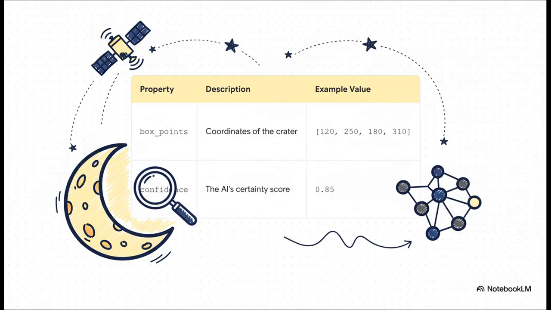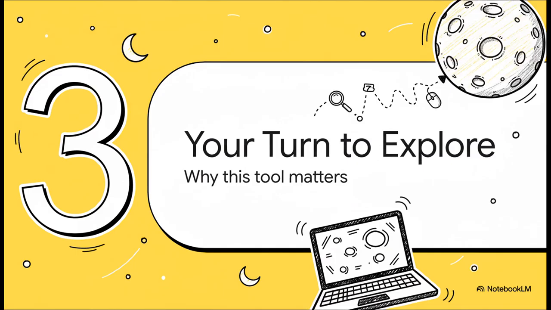And this is absolutely brilliant. You're getting so much more than just a picture with some boxes drawn on it. The tool spits out a JSON file, which is just a super clean, organized data format that computers love. It gives you the exact coordinates for every crater and the AI's confidence score for each one. This is the kind of hard data that researchers can plug directly into their own models for some really deep analysis.